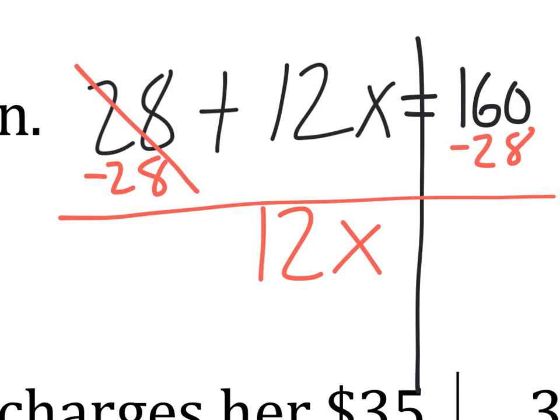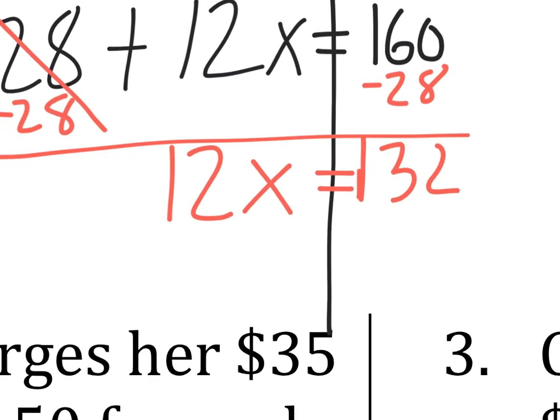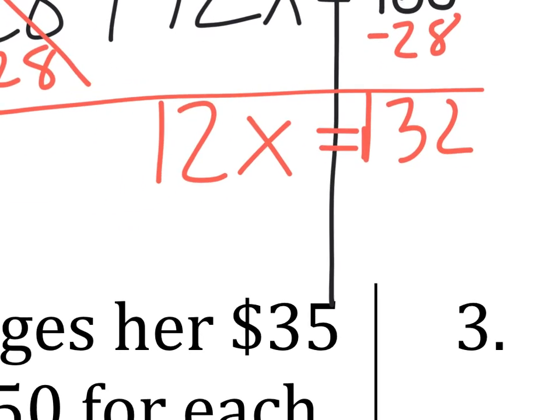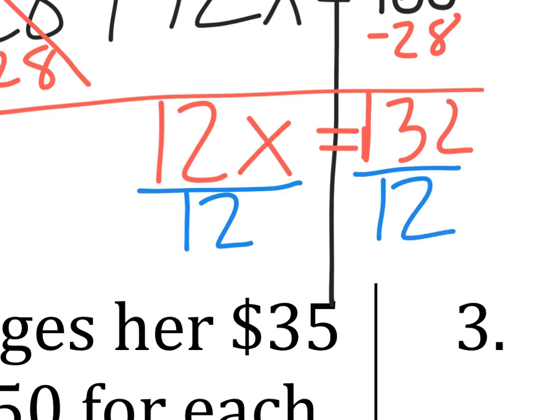160 minus 28, that's practically 30, so 132, I believe. I should probably double check that. And now we're to the last step. That's multiplication right there, so we're going to have to do division to undo it. So I divide both sides, because I want that x cold and alone by itself, nothing else there. Divide both sides by 12, so I am left with just x.